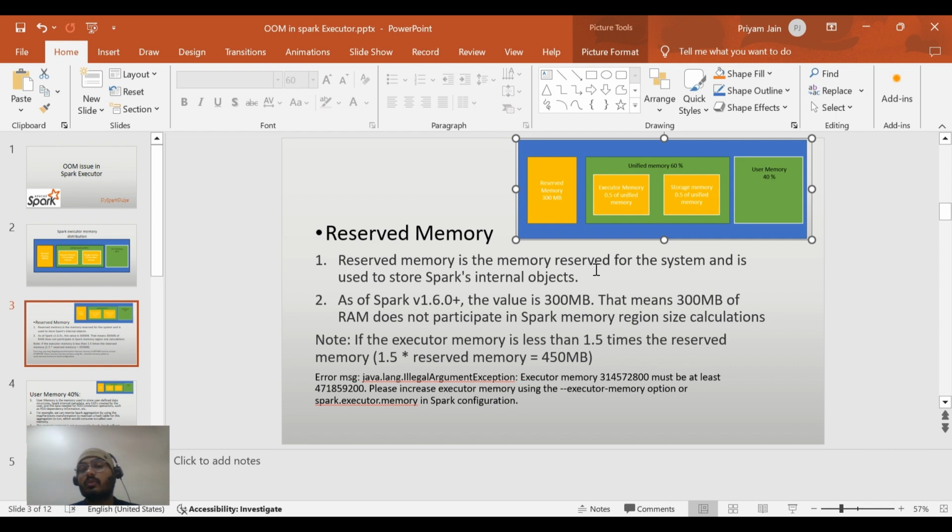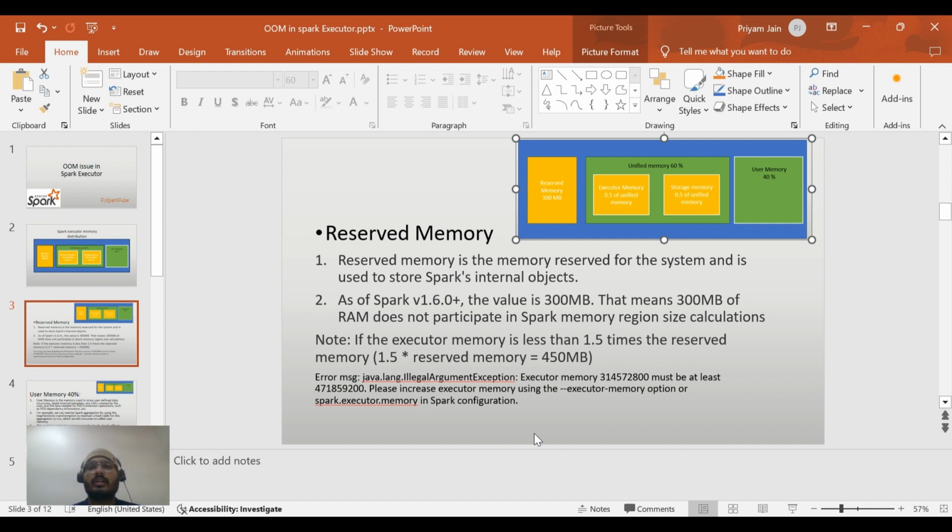Now one thing we need to check and note: if the executor memory is less than 1.5 times the reserved memory, that is 1.5 into 300, so less than 450 MB, then it is going to cause an error, java.lang.IllegalArgumentException: System memory must be at least 450 MB. Please increase the executor memory using this configuration. This is the suggestion Spark provides. So we should take care that at least 450 MB of executor memory is there.